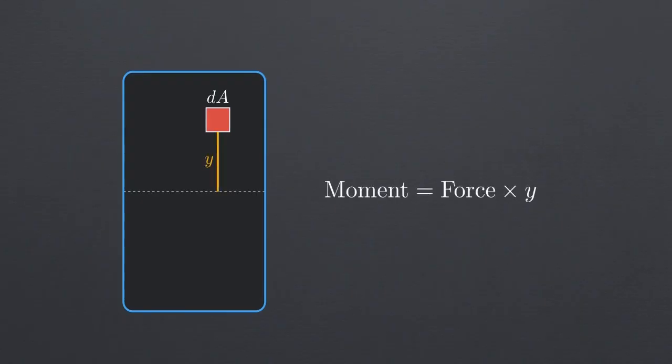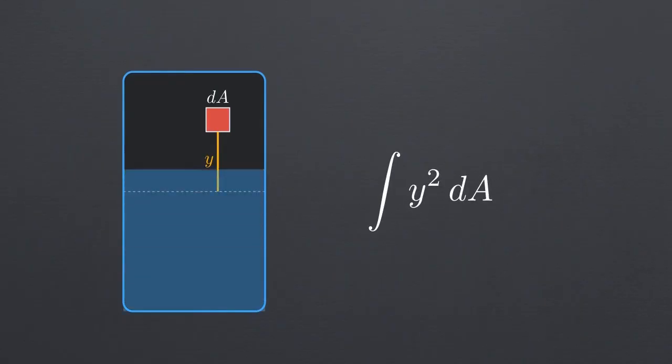These opposing forces act at different heights, creating a resisting rotational couple, the internal bending moment. We calculate this by multiplying the force by its distance y. Integrating across the face produces the integral of y squared dA, the second moment of area, I. Gathering these variables allows us to construct an intermediate equation.